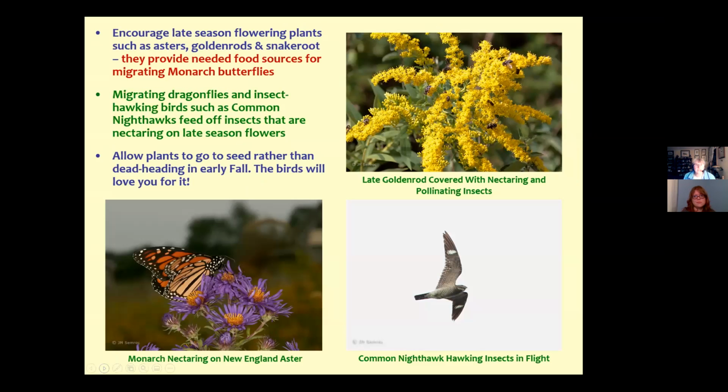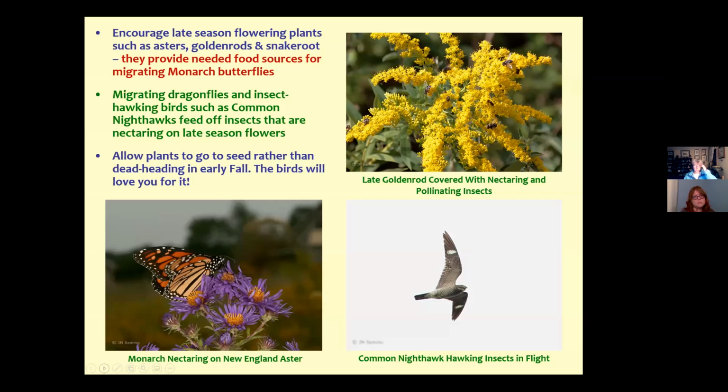Also encourage the late season flowering plants such as asters, goldenrods, and snakeroot because they provide much needed food sources for our migrating monarchs and other migrating species. Migrating dragonflies and insect hawking birds, such as the common nighthawks, feed off of insects that might be nectaring on those late season flowers. So, that circle of life is very important.